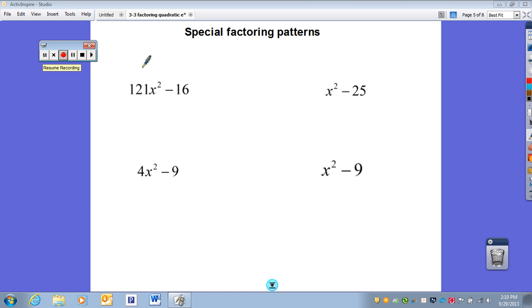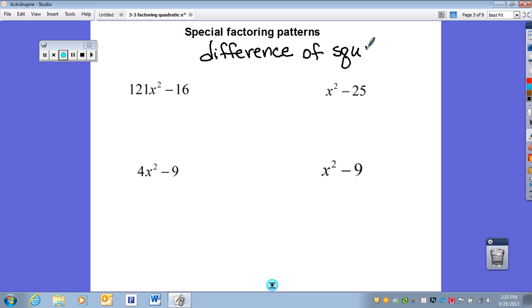In our next example, we are going to be factoring special patterns. The first special pattern that we'll be looking at is called the difference of squares, and that is because you'll notice that there is a subtraction sign. You'll notice that the pattern is a binomial. It has only 2 terms, and you'll also notice that both of the terms are perfect squares.